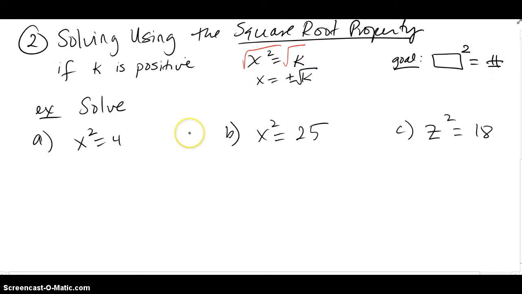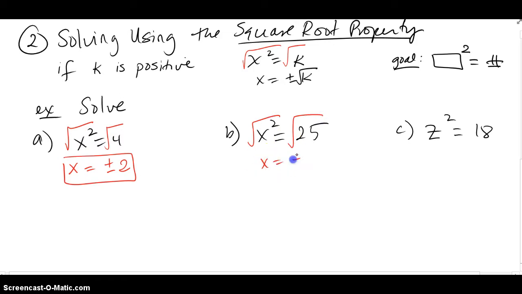For example, if we solve these, we are ready to square root both sides, so x is equal to positive or negative 2. 2 squared is 4, and also negative 2 squared is 4. Same thing here, the x squared is alone, so x is plus or minus 5. Not much work to be done.